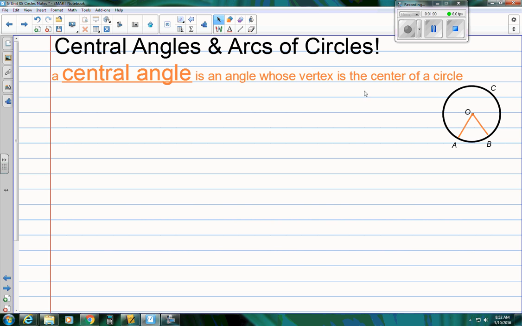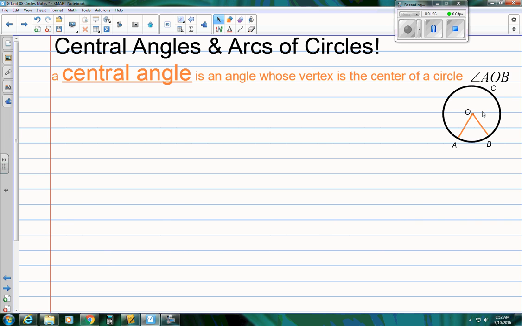Okay. I should say before we move on that a central angle is labeled or named the same way we would name any other angle. We take one side, trace our finger to the vertex, name that point, and then trace it down along the other side to the other endpoint. So this central angle could be called angle AOB or angle BOA, either one.